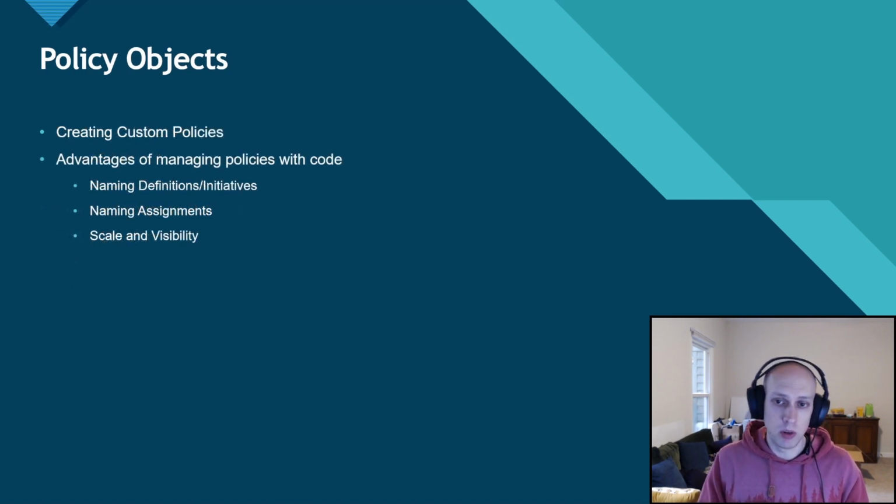Finally, we are going to actually create a custom policy so that you can see what that process looks like and what the elements are involved in. And then once we've done that and we've seen a whole bunch of different pieces that go into it, I'm going to talk about why managing policy with code is the way to go, especially when you get into creating custom policies, because it makes the whole process way smoother. So let's go ahead and jump into that.